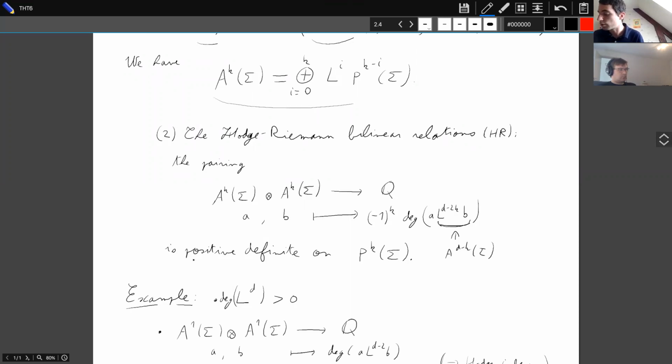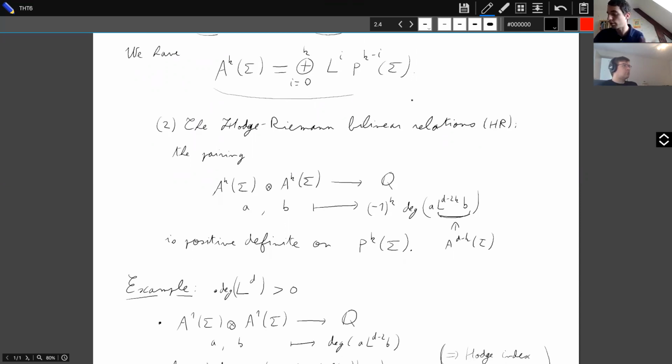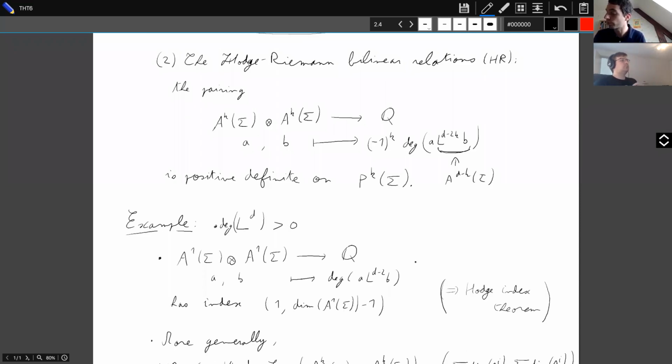And we ask it to be positive definite on P^K of sigma. It will be negative definite on P^(K-1) of sigma, positive definite on P^(K-2) of sigma, etc. So we exactly know a decomposition and the sign of the pairing, etc.